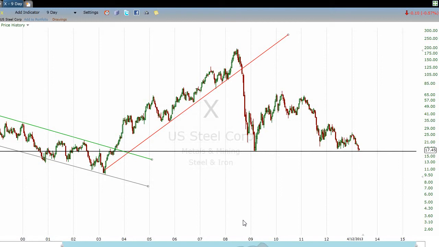Well, what happened? It got back to 17, and there was a decent rally in U.S. Steel. But here we are, we're back to 17 again. And the question is, does that mean that we are going to be looking forward to another rally off of 17? Well, I am open to that idea, but I need to see a couple things first.